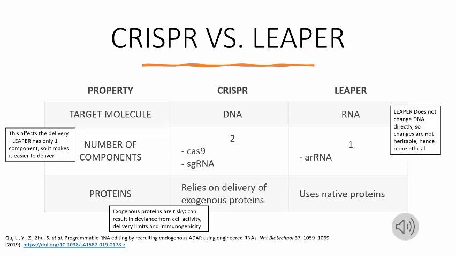Libra does not directly affect DNA, so it is not heritable, hence it is relatively more ethical than CRISPR. The number of components affects the delivery. Libra has only one component, making it easier to deliver. Lastly, CRISPR relies on exogenous proteins, which are rather risky as they can result in deviance from cell activity, delivery limits, and immunogenicity, making Libra, despite being a relatively new technology, safer.